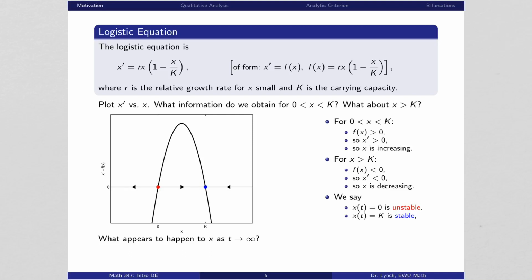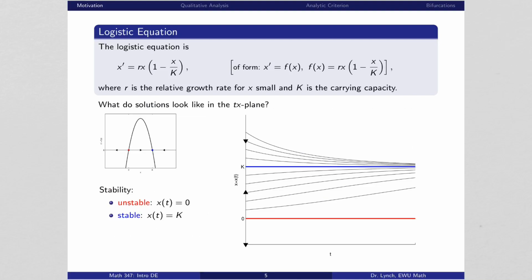Okay, the last thing we can do is transfer this information in the x prime plane to the tx plane. So all we have to do is identify first the equilibrium solutions. So here are those equilibrium solutions at k and 0. And then, of course, our unknown function x is increasing between 0 and k, and decreasing when x is greater than k. And we can see those arrows now on the vertical axis, the vertical axis now being the x-axis, and plotting those solutions as a function of time. So again, we can see why k is called the carrying capacity, and we can see why 0 is an unstable equilibrium solution while k is stable.